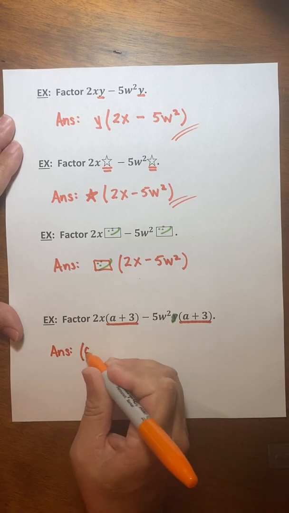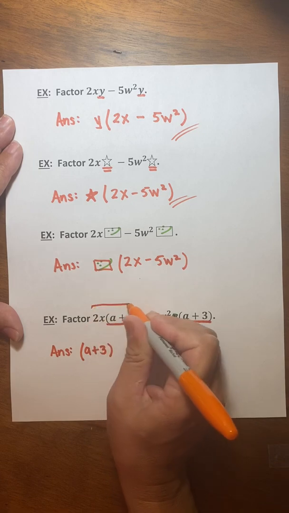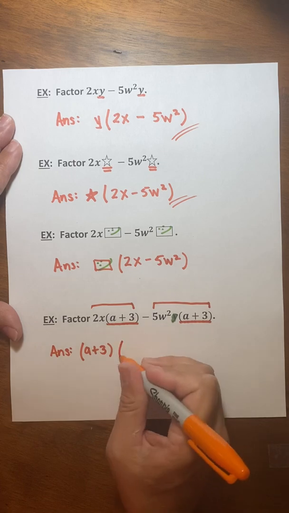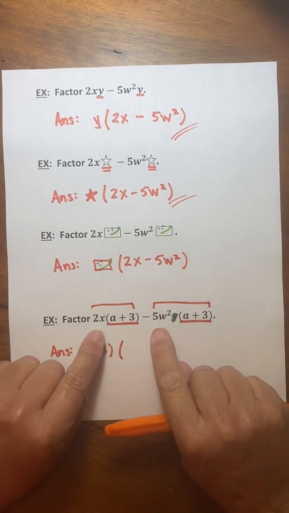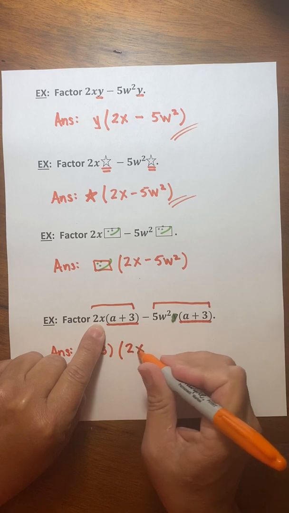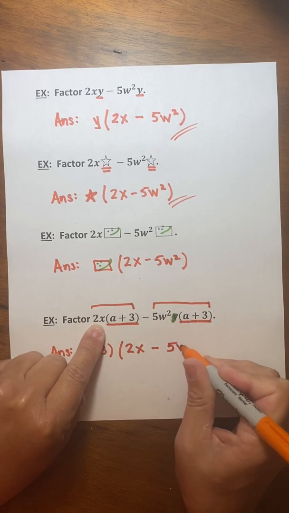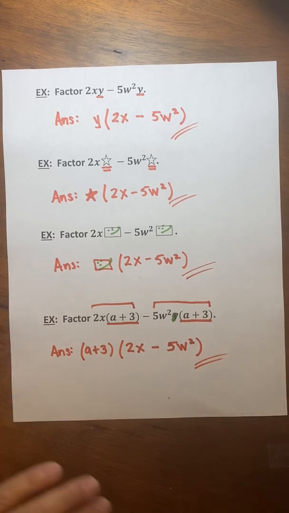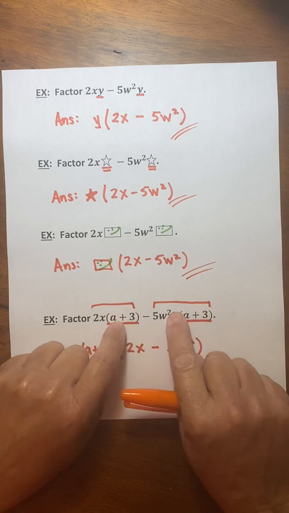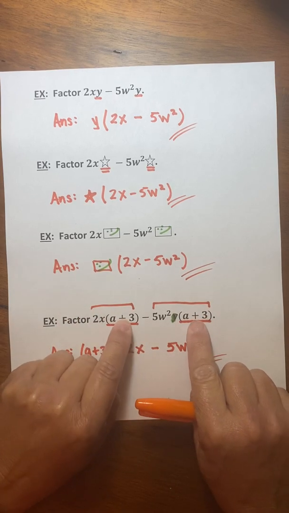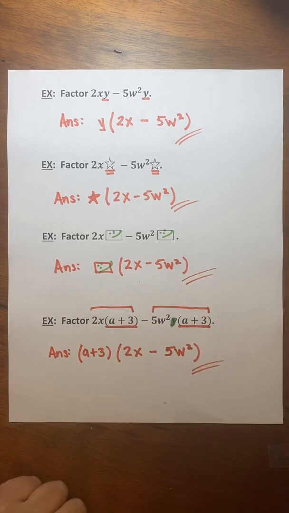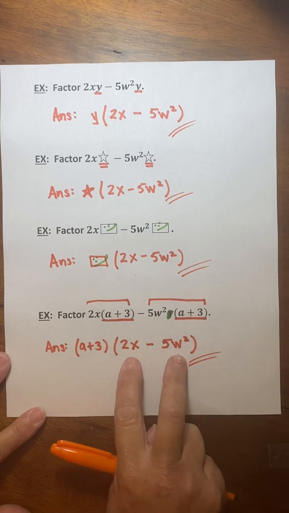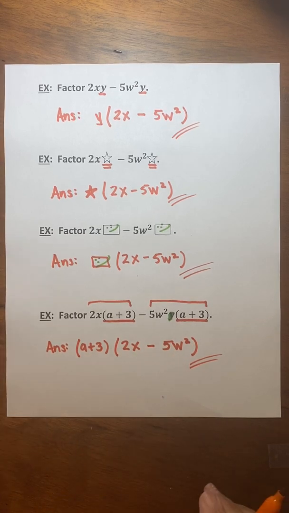So if I pull out the parentheses, because we have two terms here separated by subtraction, we pull out the a plus 3, and then insert my parentheses. We're going to have the 2x left here minus the 5w squared left there. So no different than the previous three problems, but instead of a y here, or a star or a box or a smiley face, we have a plus 3 in the parentheses. So I pull the whole a plus 3 out, and what's left is still the 2x minus 5w.